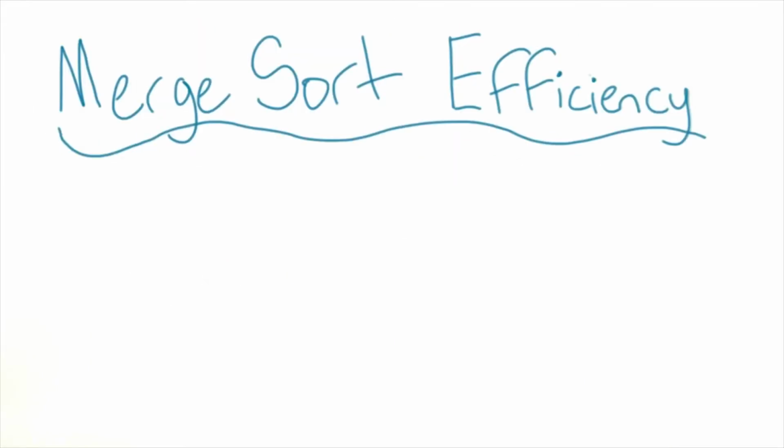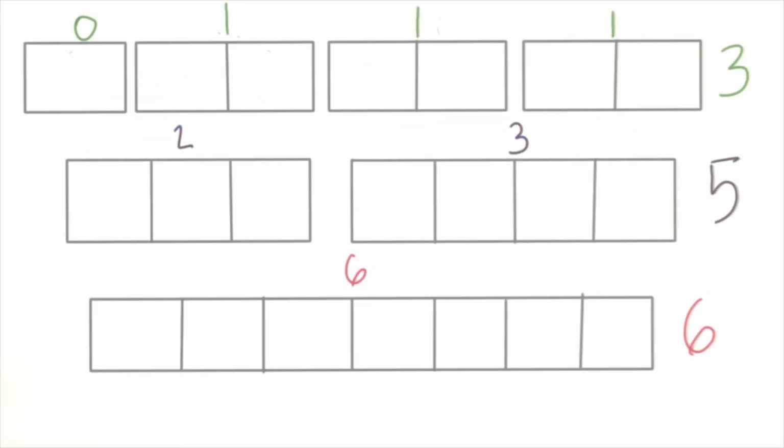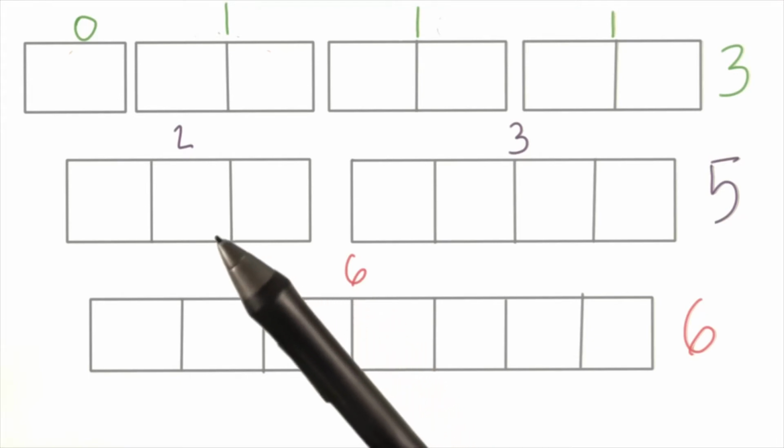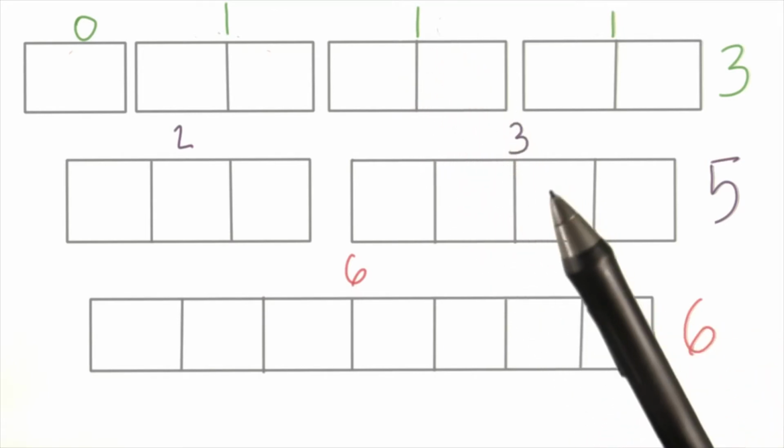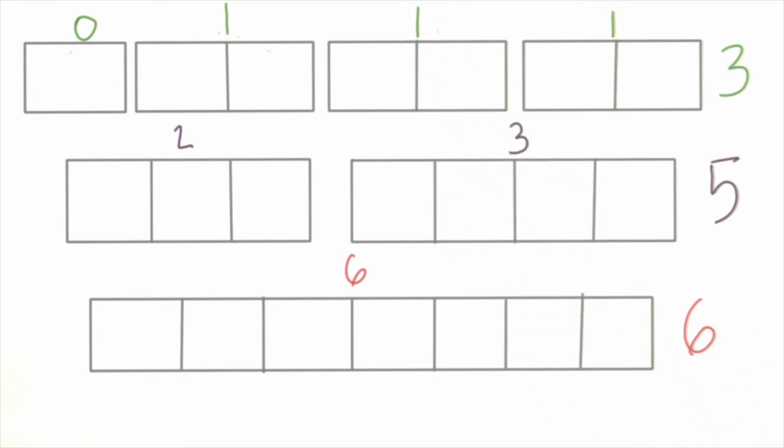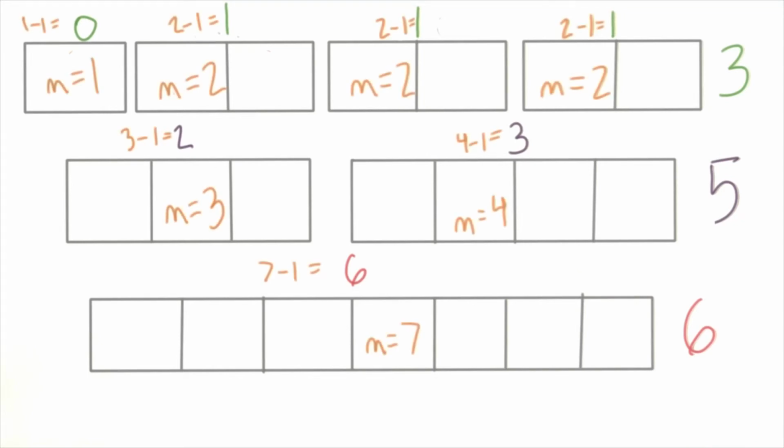So how many overall comparisons was that? Well, let's try to find a pattern here. It looks like at each step we did one less comparison than the array we were building. So when we were building an array of 7, we only did 6 comparisons. When we were building an array of 3, we did 2 comparisons, an array of 2, 1 comparison, and an array of 4, we did 3 comparisons. I'm going to go ahead and call the length of each array m, just to make it a little easier for me. So if m is the size of the array that we're building, the number of comparisons is always going to be 1 less than that.